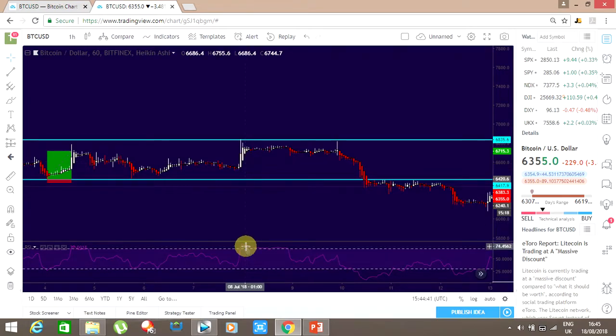In this case, we've got the RSI being overbought, and we have a massive wick rejection from a key resistance level. Okay, so we know that something is going to happen. We're going to get a bounce off this level, and we're going to get a pullback.